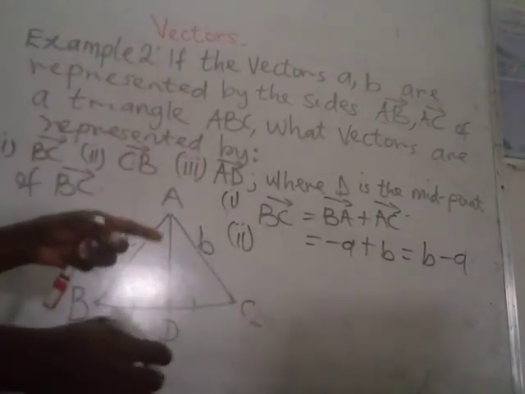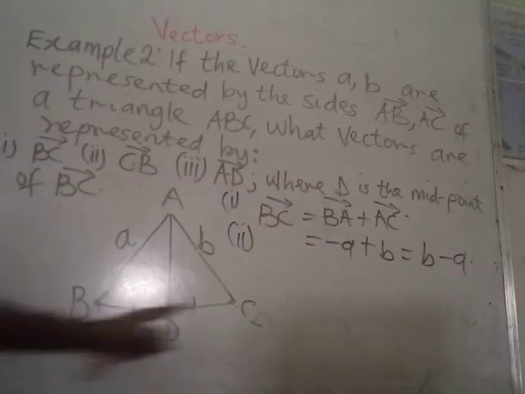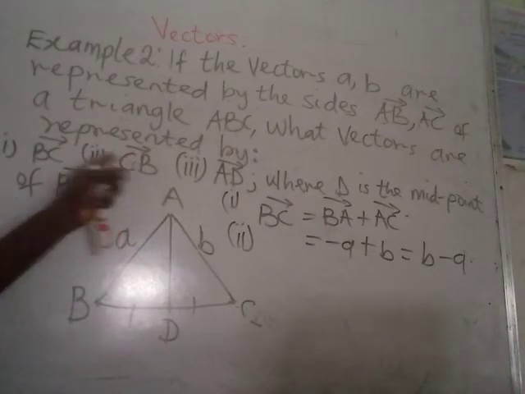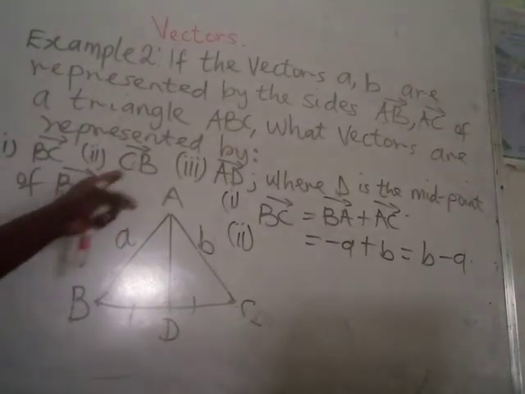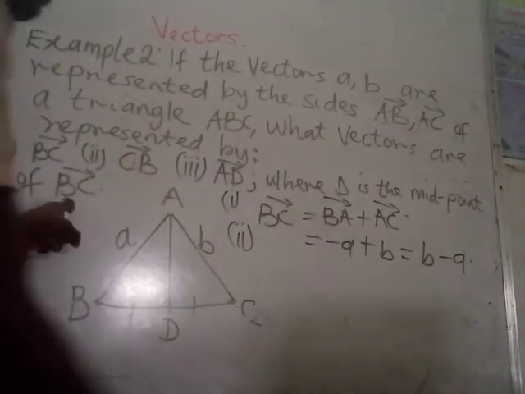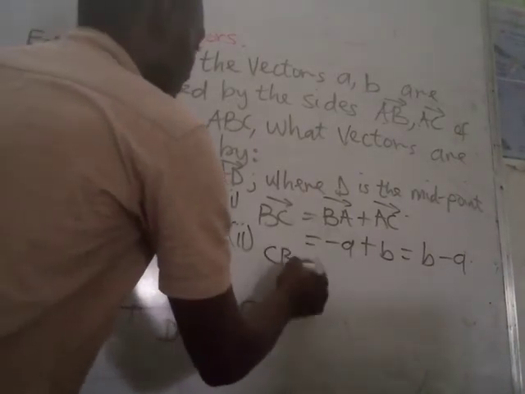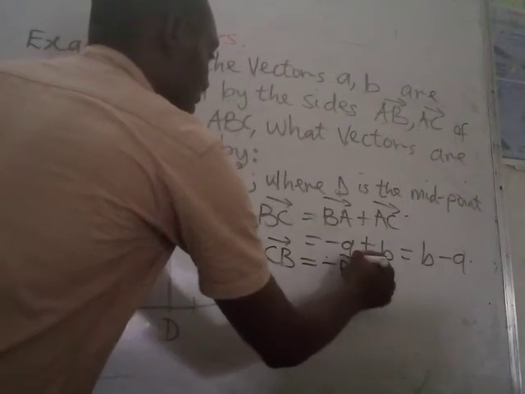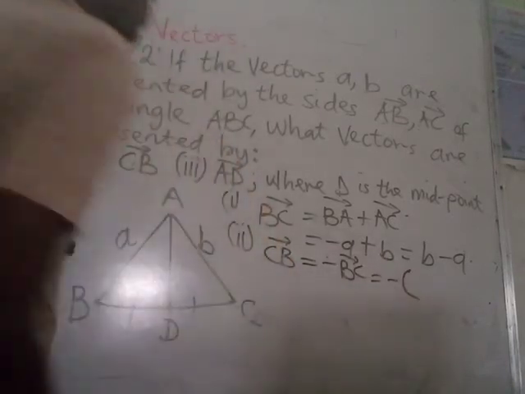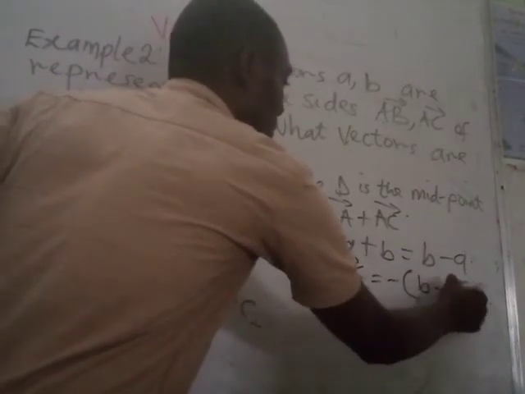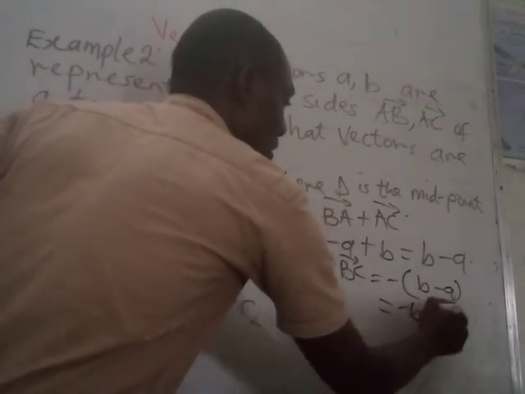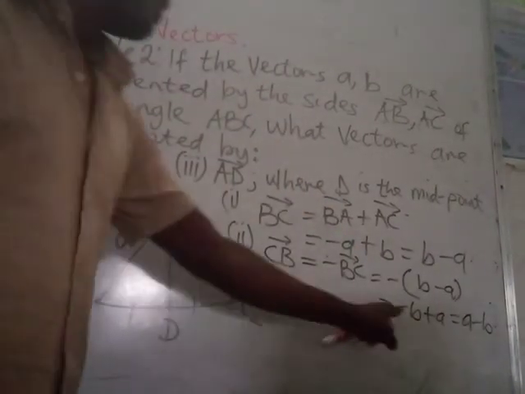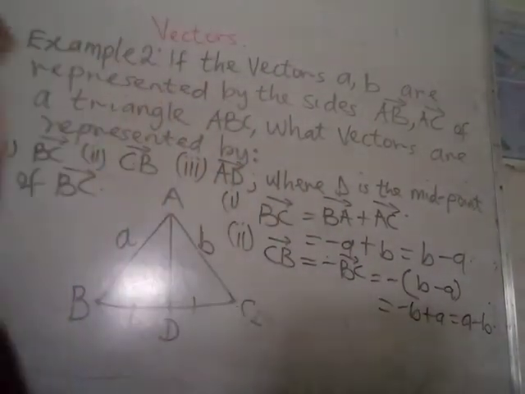2, we are to look for CB. This is BC. CB is the reverse direction. So it means that CB is negative of vector what? BC. So I have CB is negative BC. So that then this gives us minus B minus A, which is equal to minus B plus A, which is A minus B. So CB is A minus B.